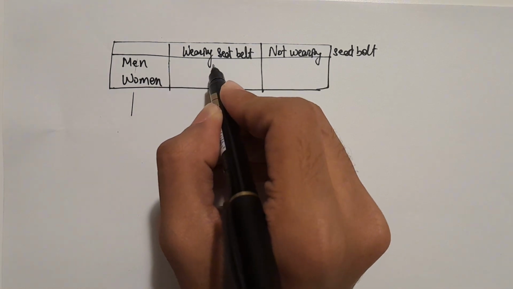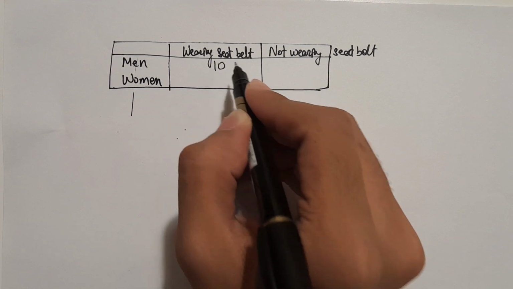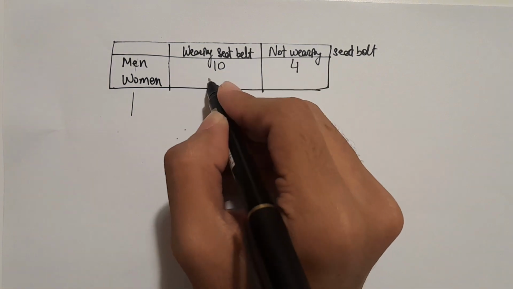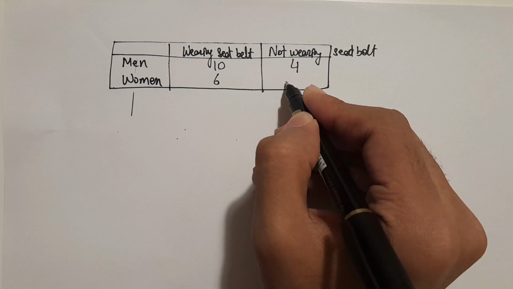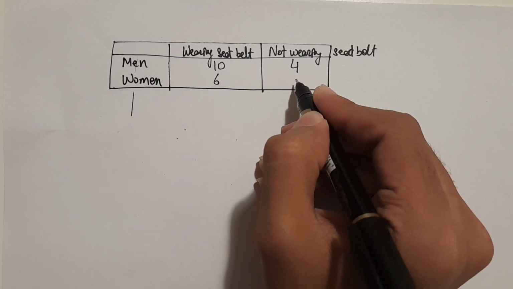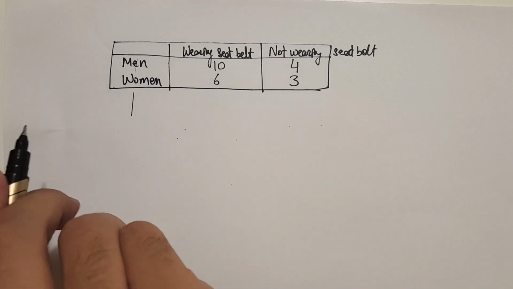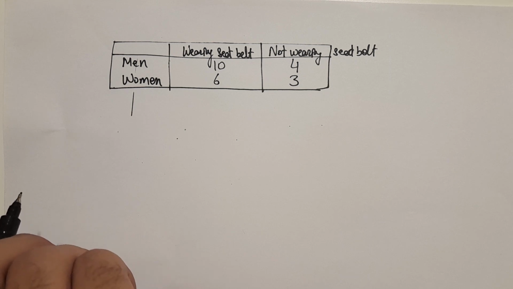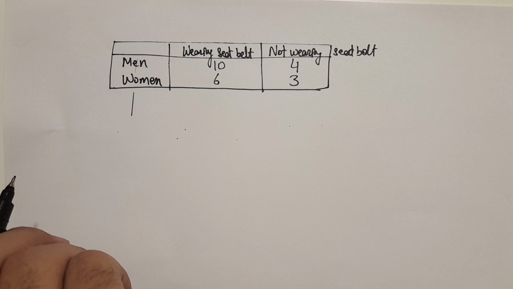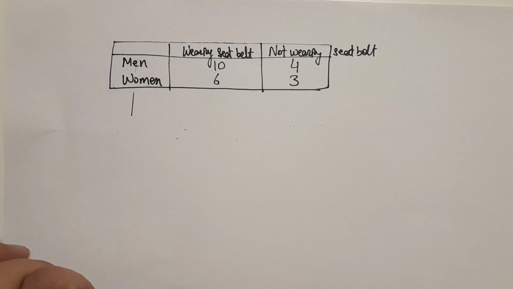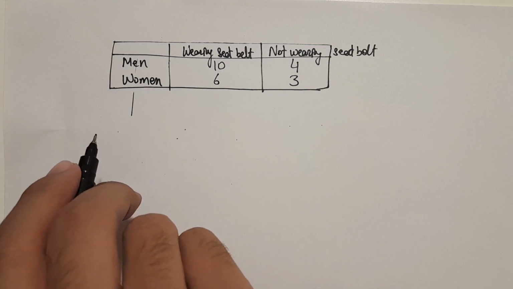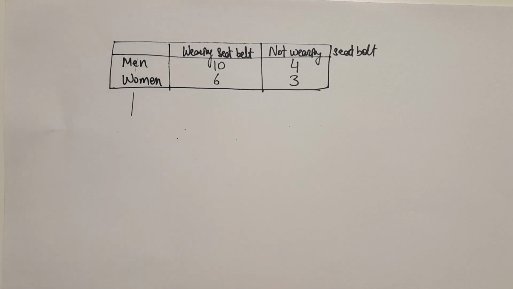So for men, if we have 10 men wearing seatbelts and 4 not, whereas for women we have 6 wearing seatbelts and 3 not. So this shows the frequency of certain results for two or more data, and it is a two-way table. It shows how many men and women drivers are wearing seatbelts when they pass a checkpoint. So this is how we will show two-way tables.